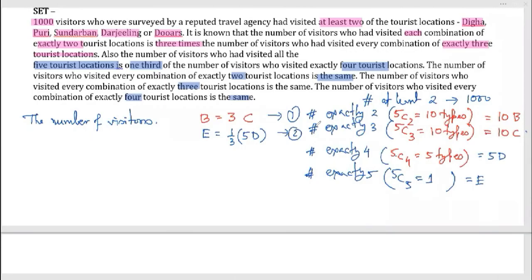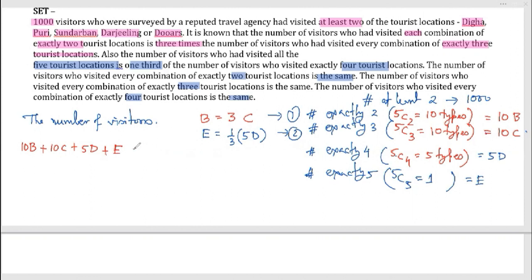Now we have taken all this information on this side. B is exactly 2 types, C is exactly 3 types, D is exactly 4 types, and exactly 5 types is E. Now I can find one relation. The people who have visited exactly 2 locations are 10B in total number. Similarly, exactly 3 locations 10C, exactly 4 locations 5D, exactly 5 locations 5E.